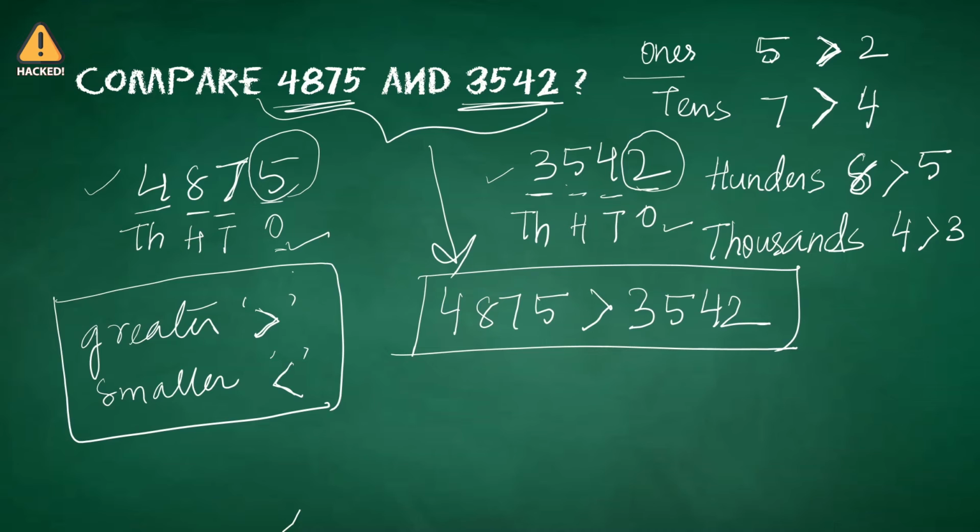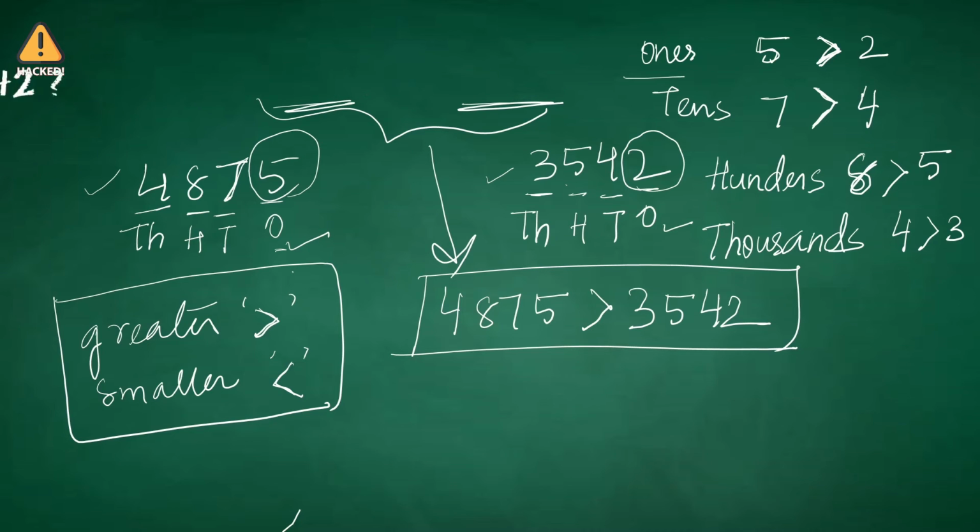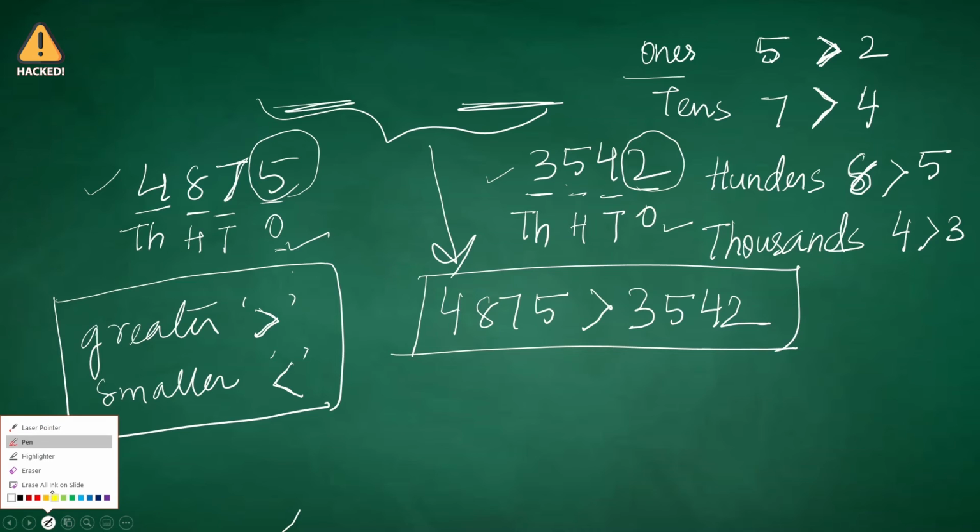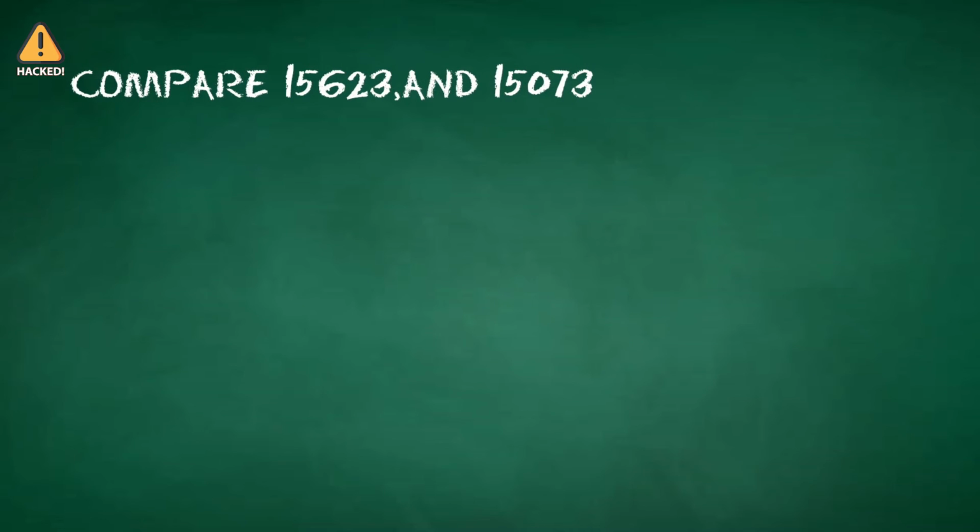Okay, now let us try one more example. So the question here is they have told us to compare 15,623 and 15,073. By the way, that's a used number.